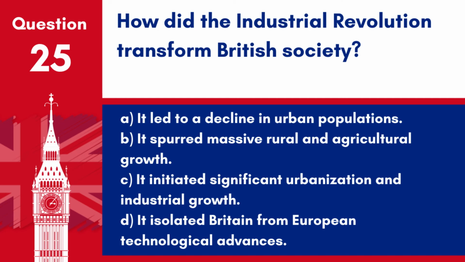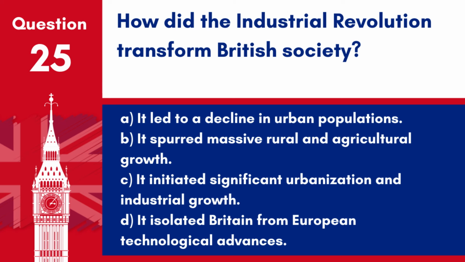Question 25. How did the Industrial Revolution transform British society? A. It led to a decline in urban populations. B. It spurred massive rural and agricultural growth. C. It initiated significant urbanization and industrial growth. D. It isolated Britain from European technological advances.